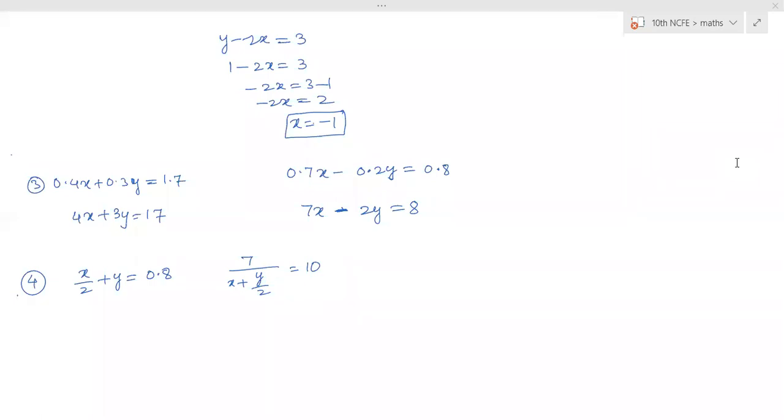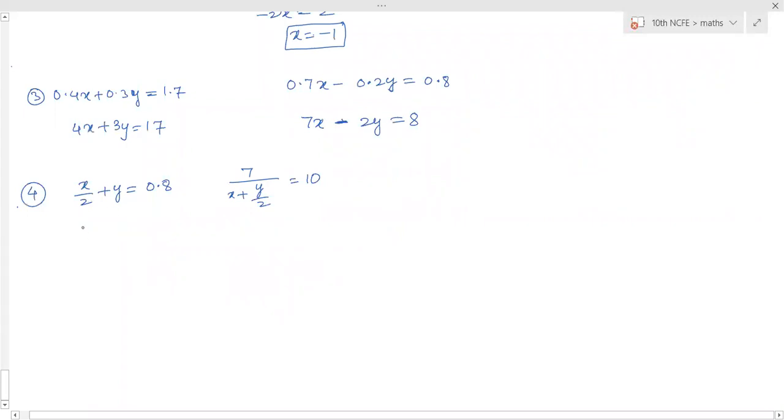Mom, I got the answer in fractions. Yes, ma'am, even I got. I got y as a fraction. What's the value you got? 9 by 10. 3 by 5. 9 by 10 is not there. Which one? 3 by 5? Yes, ma'am. 3 by 5 is 0.6. So you'll get 0.6.